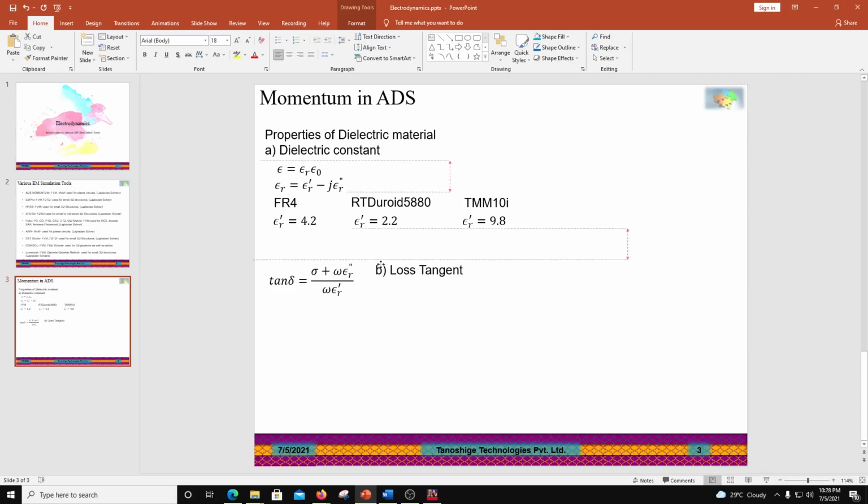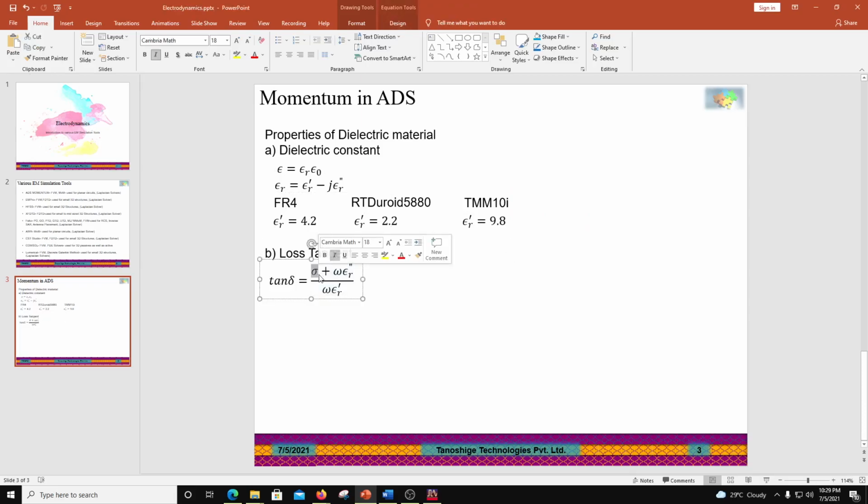Okay, so the loss tangent is defined like this. Now if you look at substrates which are conductive, for example silicon or silicon germanium or silicon carbide, right? So these are going to be conductive substrates, where conductivity is going to be 6.67 Siemens per meter, right? So that will be conductivity in that case.